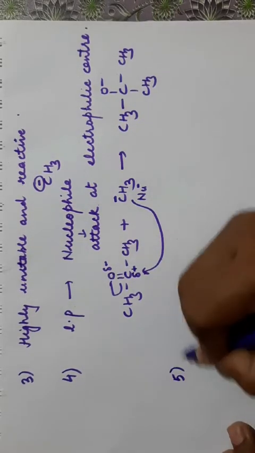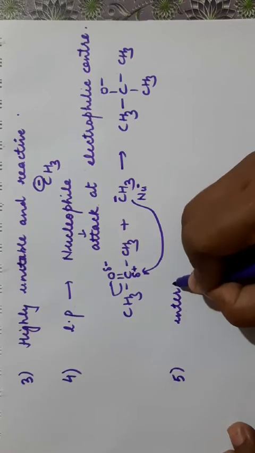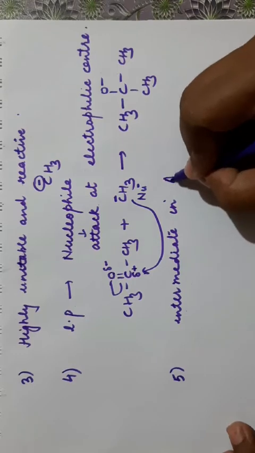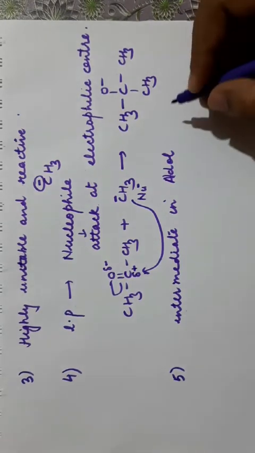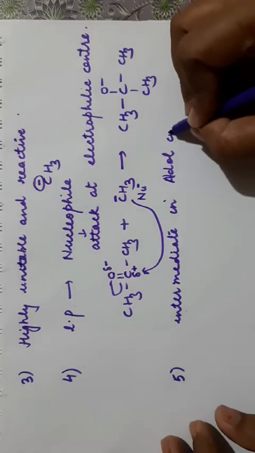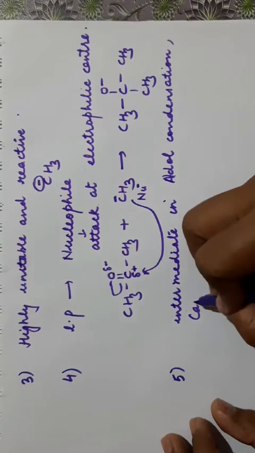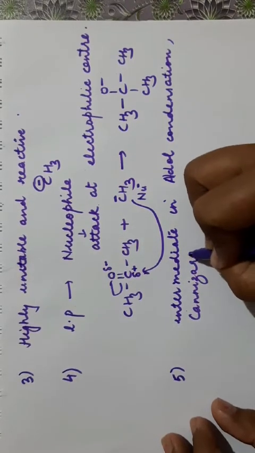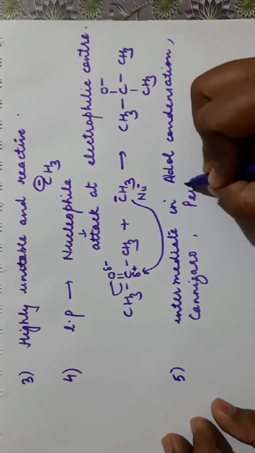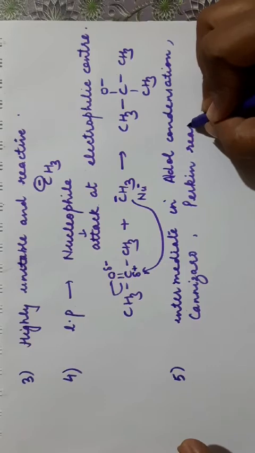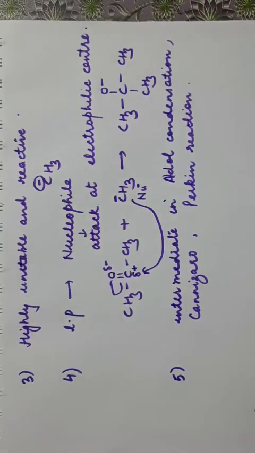Then the fifth point: it is an important intermediate in many important reactions like aldol condensation. You will be learning this reaction in class 12: aldol condensation, Cannizzaro reaction, then Perkin condensation. These are important reactions of aldehydes and ketones, and carbanion is an important intermediate in these reactions. So carbanion is an important intermediate as far as the important name reactions are concerned.